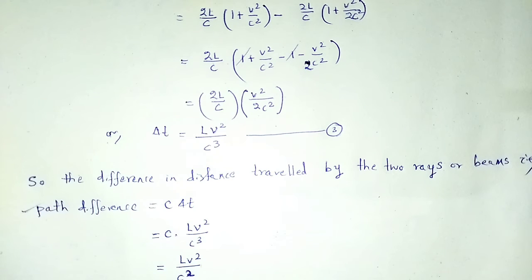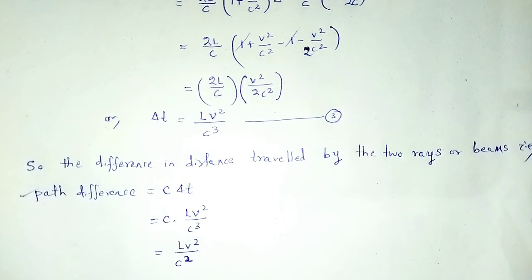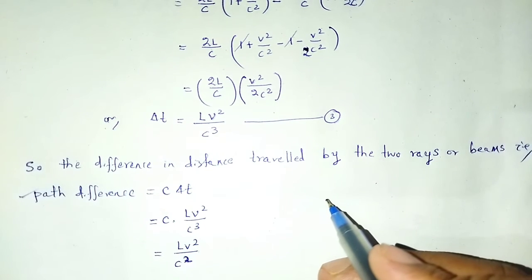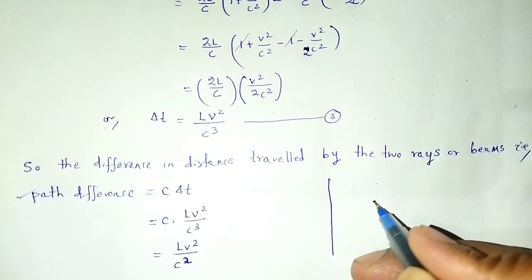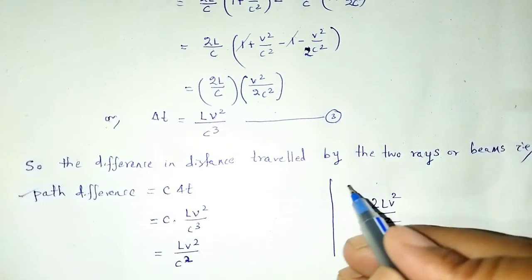The apparatus is turned through 90 degrees, that is, the arms of the interferometer interchange their places, so PM2 is along the direction of Earth's motion and PM1 is perpendicular to it. So the total path difference between the two beams is also 2L V square divided by C square. When we interchange these two, the path difference will be 2L V square divided by C square.